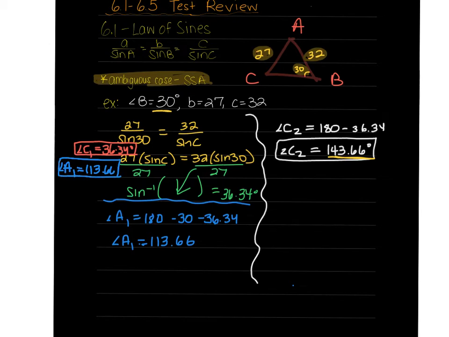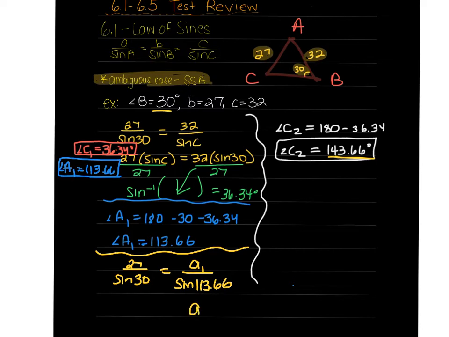And then the last thing that I was looking for in that first triangle would be side a. So I'm going to use the same ratio I used at the beginning for B, because I had one completed one, which is 27 over the sine of B, which is 30, would equal side a1 over the sine of angle A1, which is 113.66. Cross multiply there: 27 times the sine of 113.66 divided by the sine of 30. And I get a1 is 49.46.